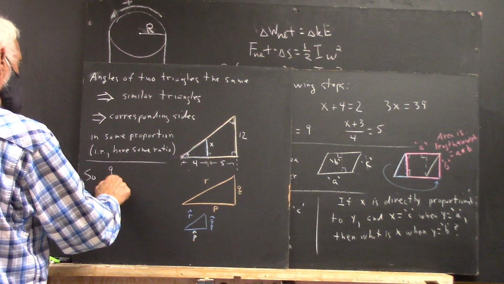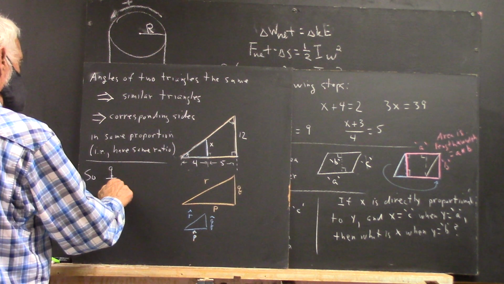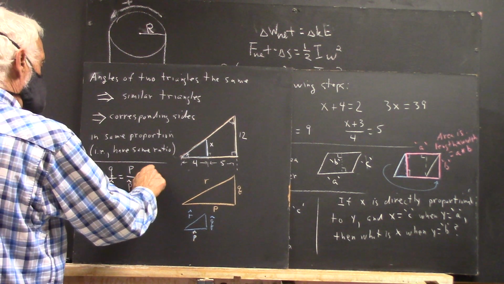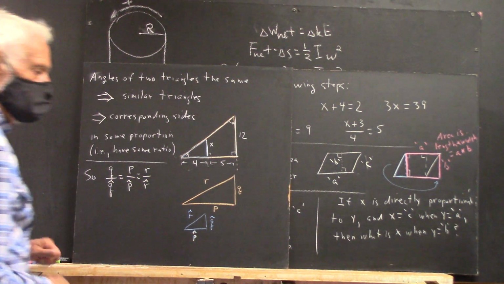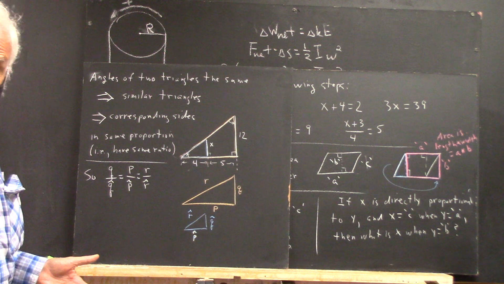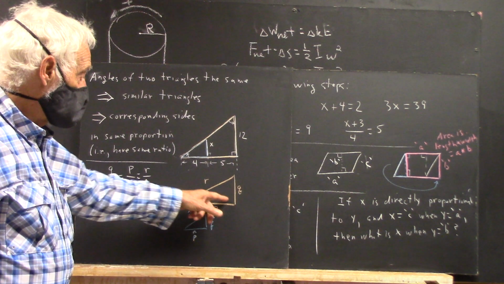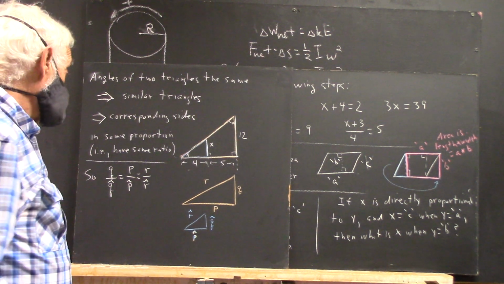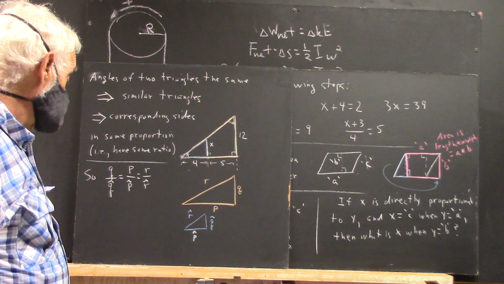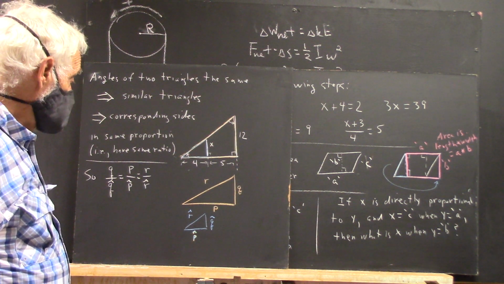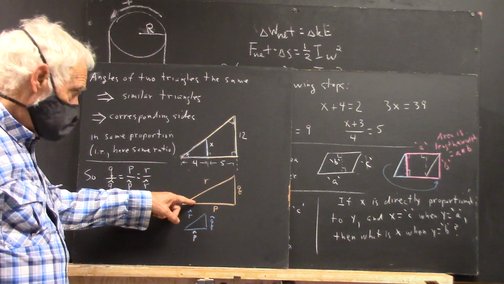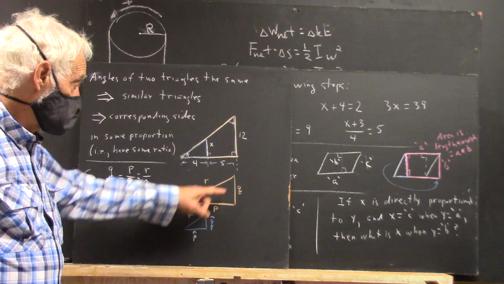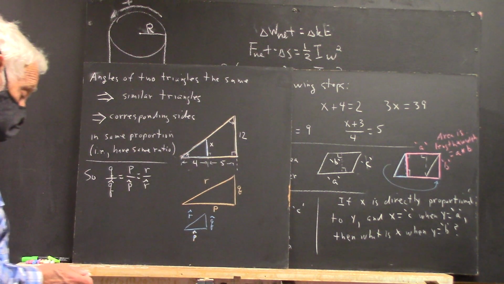So, Q over Q hat has to equal P over P hat has to equal R over R hat, because these are the corresponding sides. R is opposite the right angle. R hat is opposite the right angle. That's how you tell they're corresponding. And then the lesser angle tells you where P is, the greater angle tells you where Q and Q hat are.